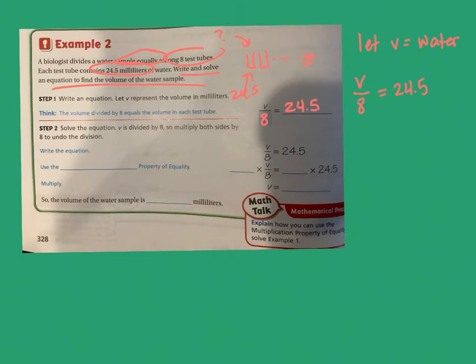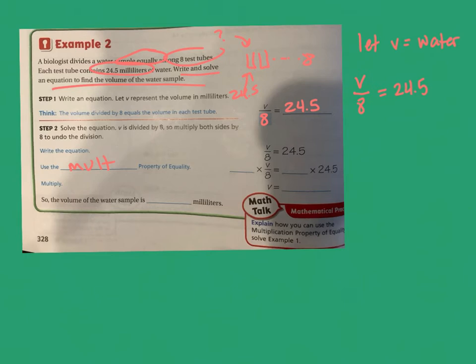To find out how much they started with, which is the question they want us to answer, we're going to solve the equation. This is V being divided by 8. What is the inverse or opposite operation of divide by 8? Yeah, it's multiply by 8. So this is called the multiplication property of equality. As long as we do the same to one side as we do to the other, we'll be fine.